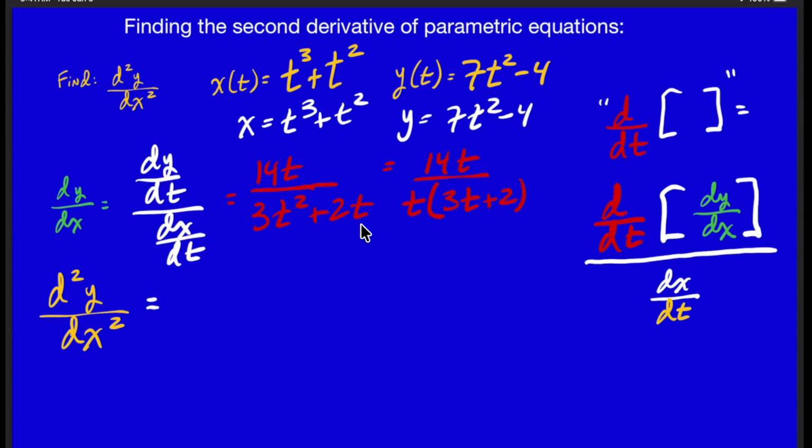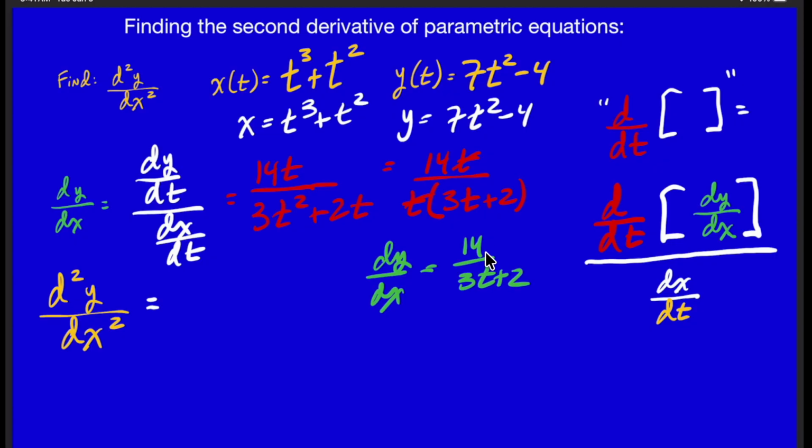All great math students always double check and redistribute when they pull out a GCF. If we do that, we see that we have 3t squared plus 2t, and now these t's cancel out, and our final dy/dx is going to be 14 over 3t plus 2.